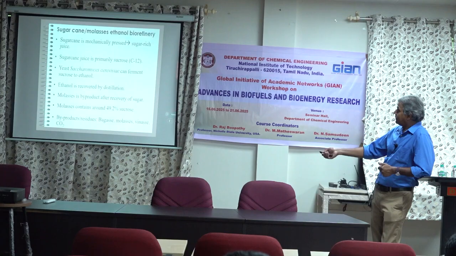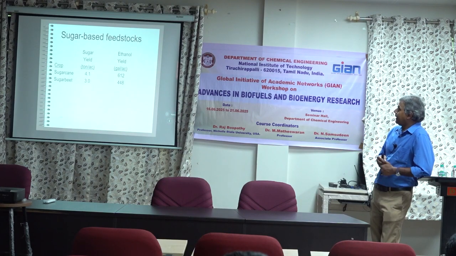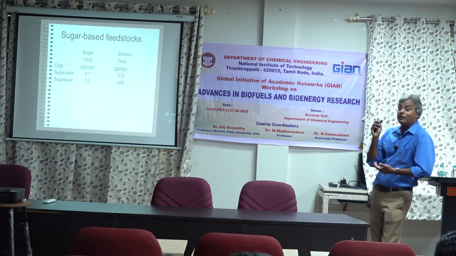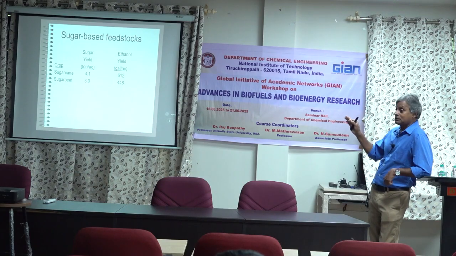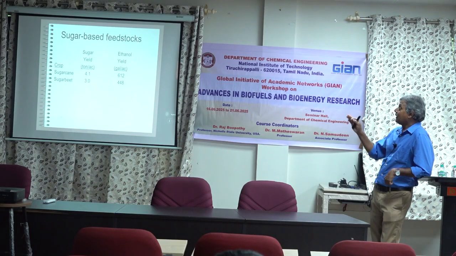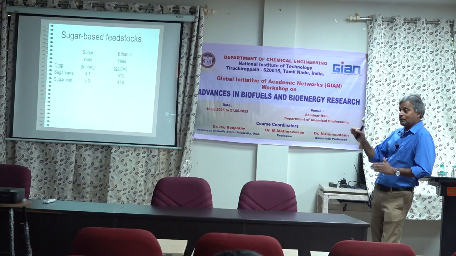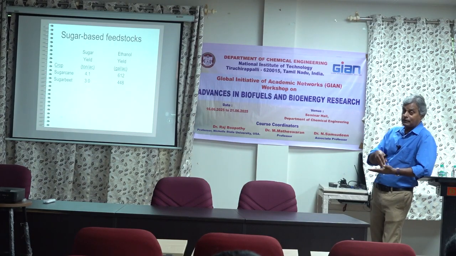So let's look at sugar-based feedstock. We have the sugar yield from sugarcane. 4.1 tons is per acre of sugar cane harvested. Ethanol yield is 612 gallons. And in sugar beet, if you do the same calculation, it's 3 tons per acre. You can make 448 gallons of ethanol. So that's per acre of crop, how much ethanol you're making.